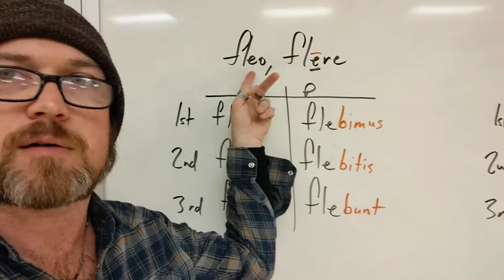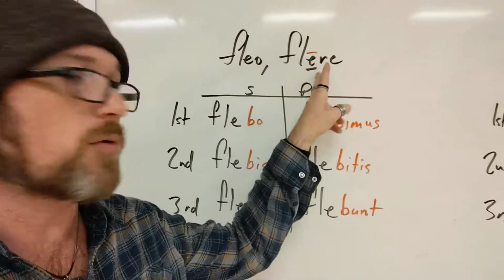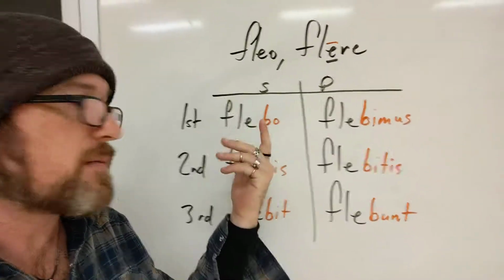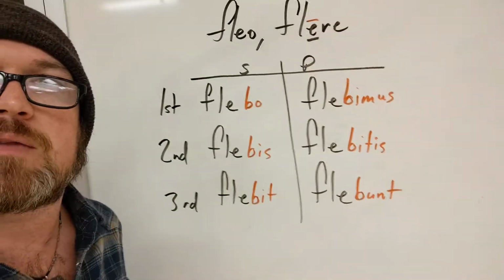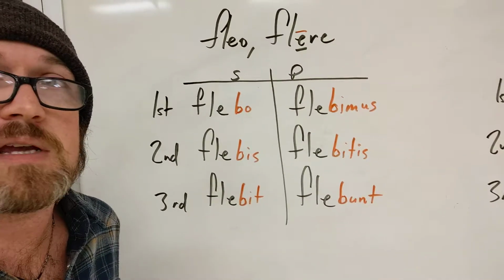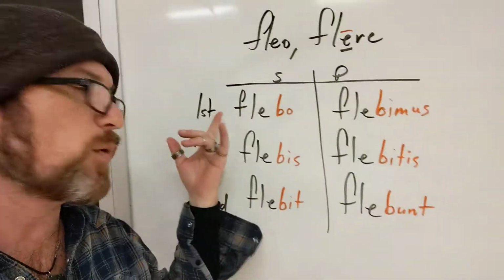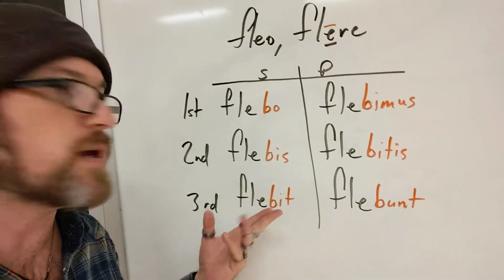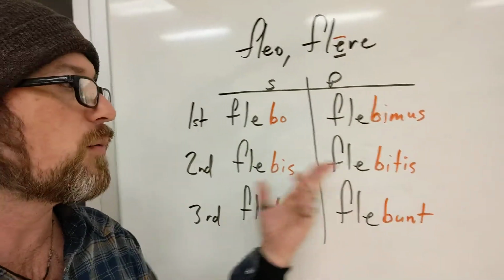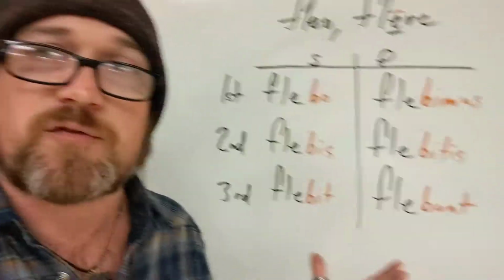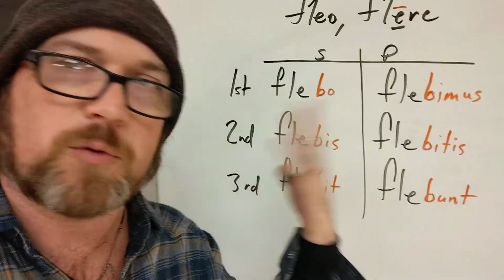And if you're reading a book, like our textbook that has long marks, there will be one above that E. So I do the same thing. I take my present stem, which is fle, and then I just add bo, bis, bit to the end of it. Flebo, flebis, flebit, flebimus, flebitis, and flebunt. I will weep, you will weep, he, she, it will weep, we will weep, you all will weep, they will weep.